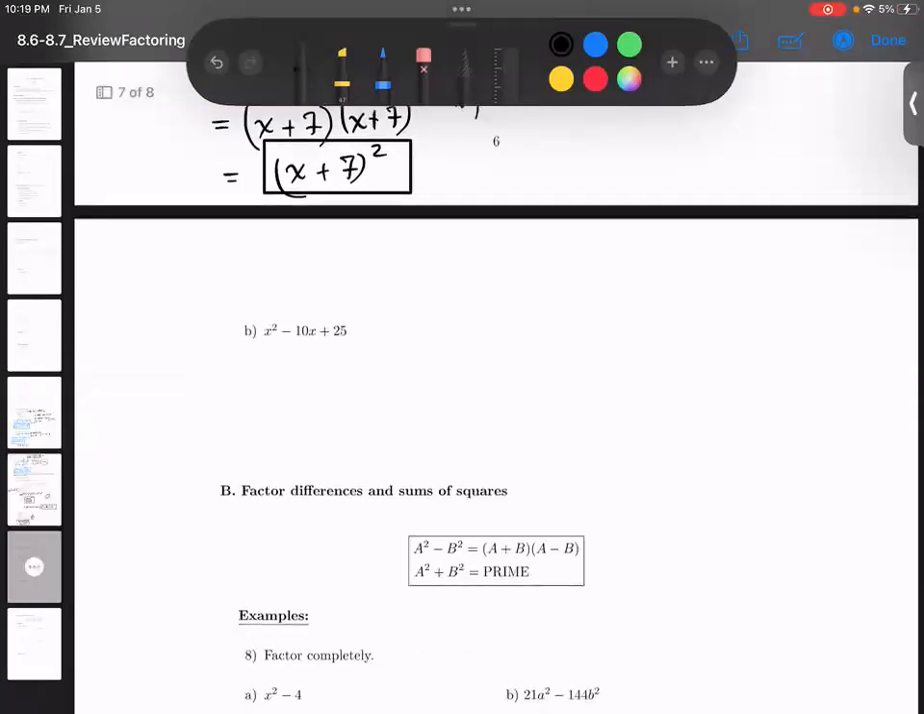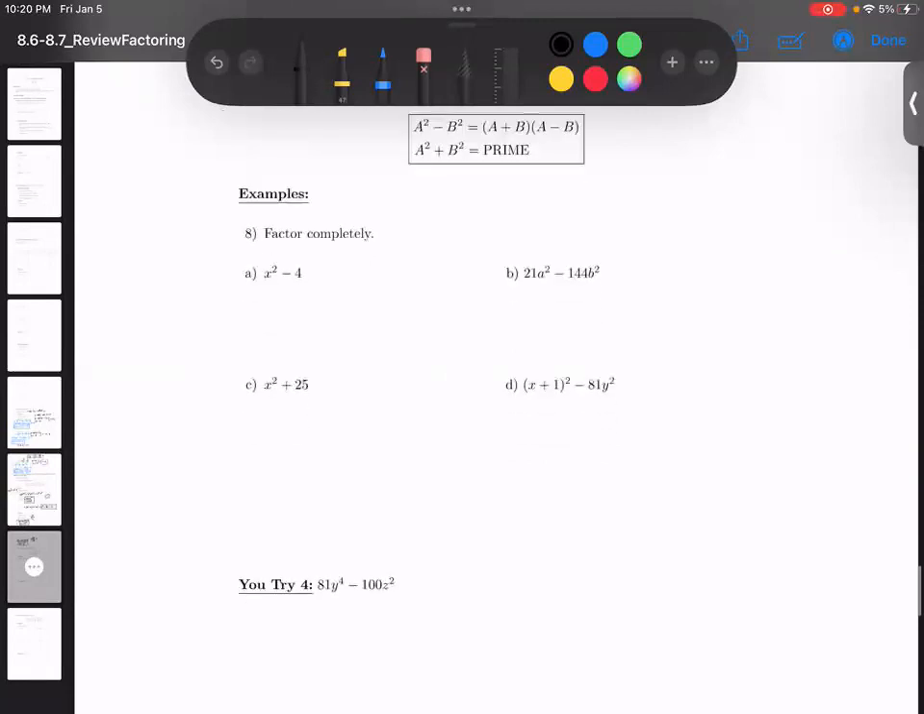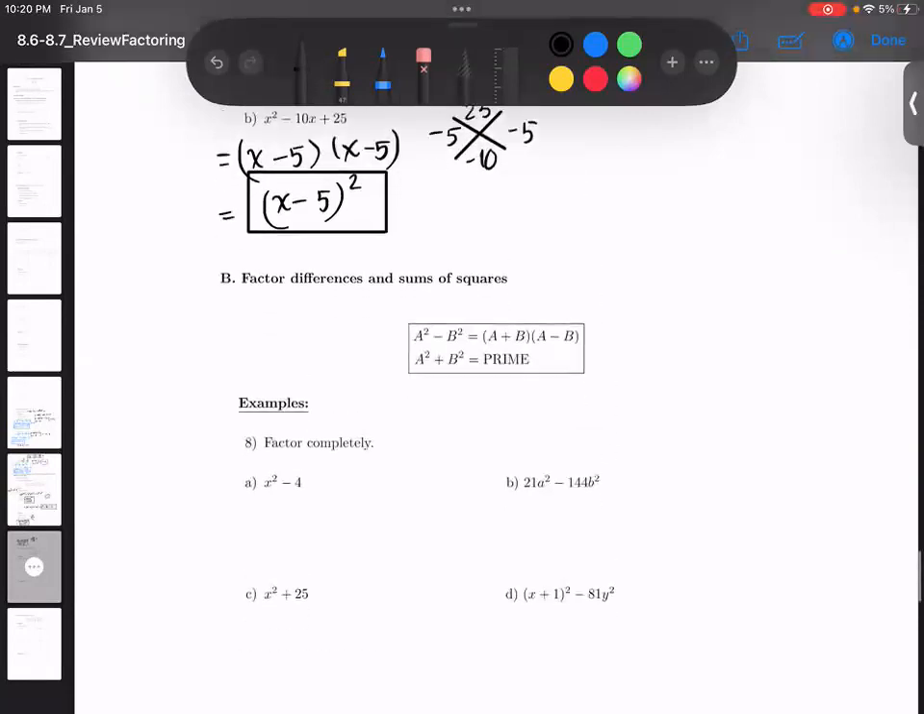What about this one? X squared minus 10x plus 25. Because a is 1, you can use the guess and check method. The sum is negative 10, and the product is, I'm sorry, the product is 25, and the sum is negative 10. Negative 5, negative 5, right? So x minus 5 times x minus 5, which is x minus 5 squared. So that is a perfect square, factoring a perfect square.